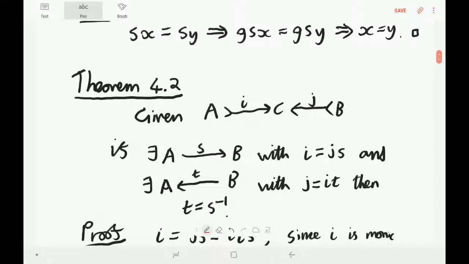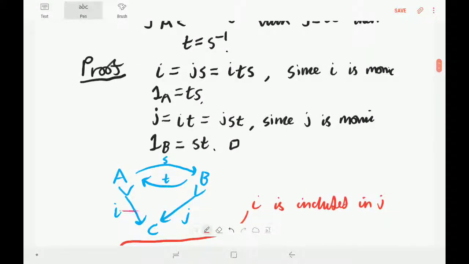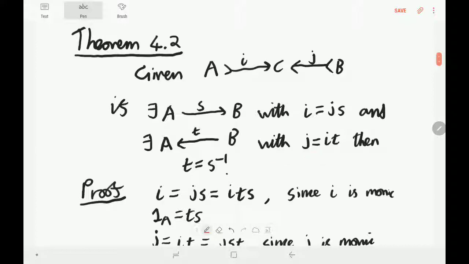Now, let's consider two monics, I and J, that are both going into C, or, using our new terminology, let's consider subobjects I and J of C. If I is in J, that means there exists an S such that I is equal to JS. And also if J is in I, that means there exists a T such that J is equal to IT. I've just said that here in more explicit notation. Well, that implies that T is actually the inverse of S, so that S and T are actually isomorphisms.